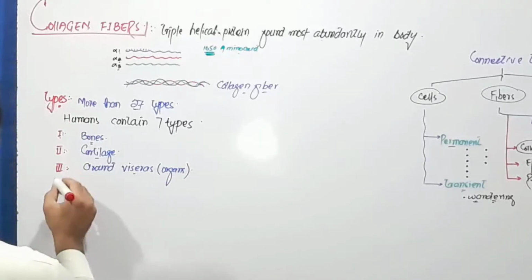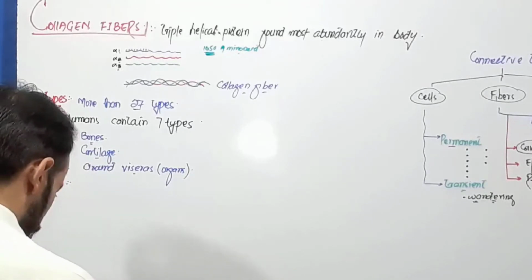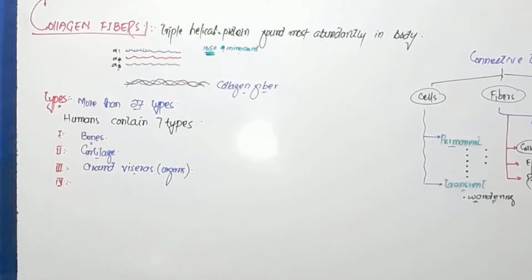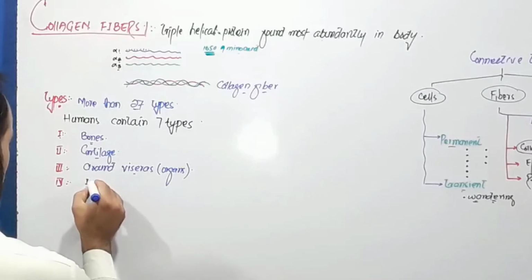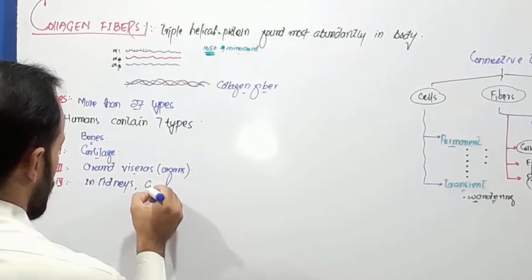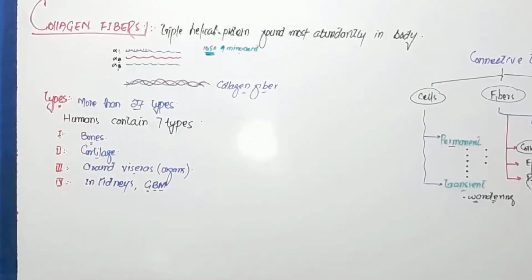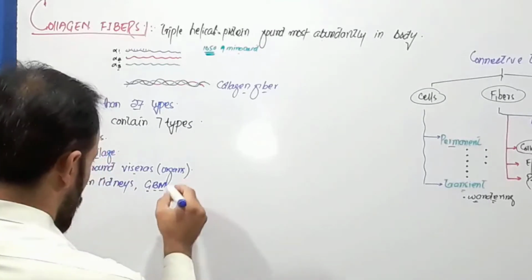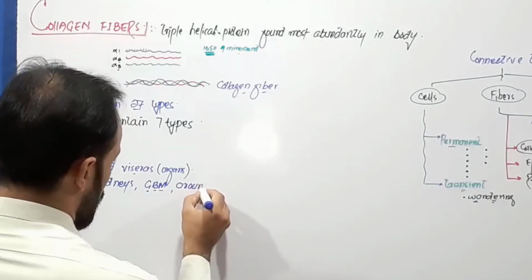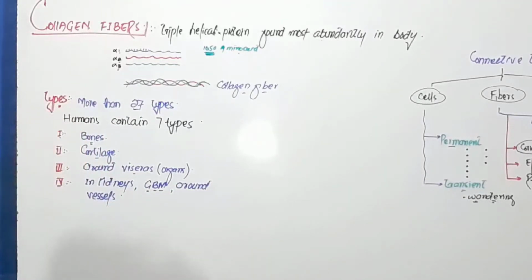Then there is collagen type 4, and collagen type 4 is present mostly in kidneys, right? They are mostly found in the kidneys, in the GBM, meaning glomerular basement membrane. Then also around blood vessels, these are present. So collagen type 4 is present there in our body.